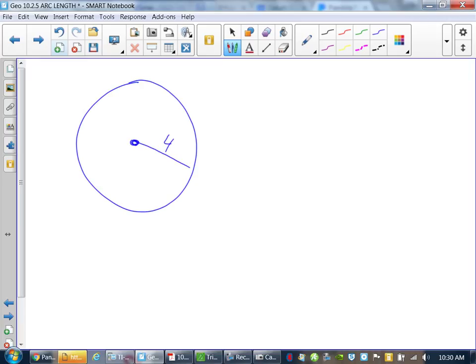So if your radius is 4, what's your circumference? Radius squared. What's the formula for circumference again? 8 pi. Very good. So if your radius is 4, it's 2, 4, and a pi, so it's 8 pi.